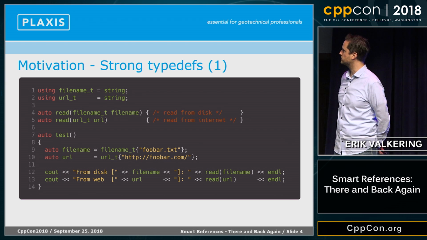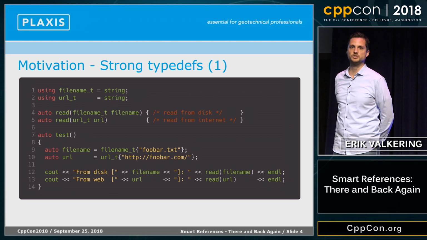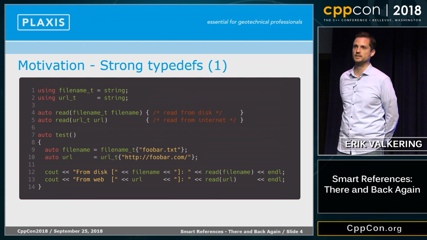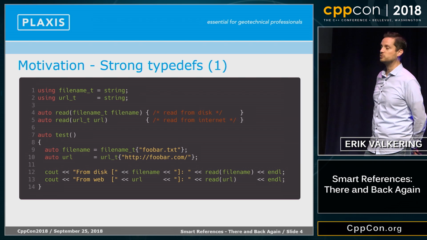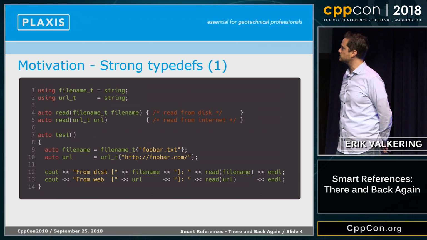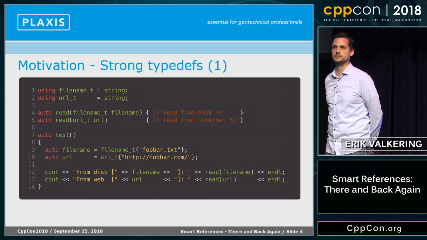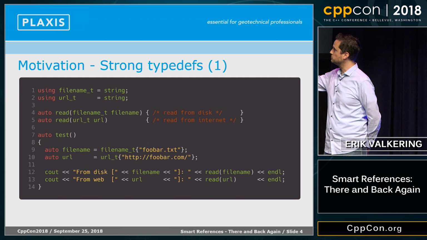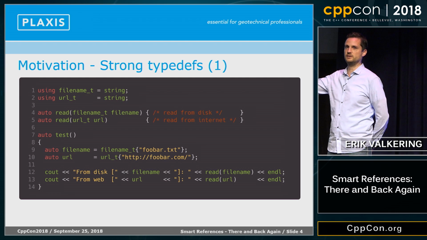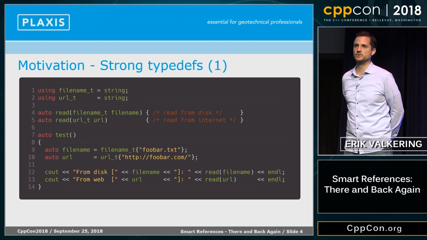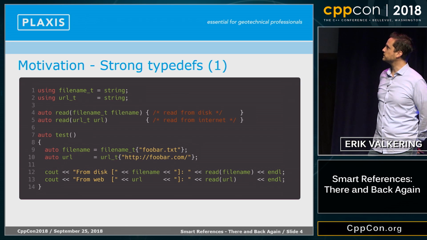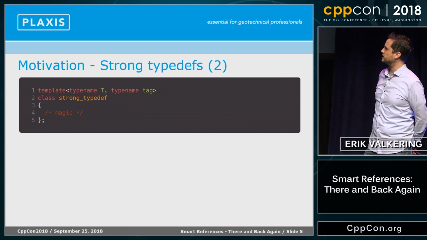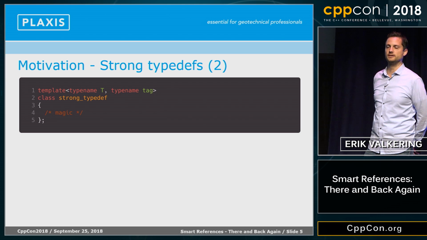Because it's just a string, we can use cout to print it on the screen, and we can call the read function, and it will automatically pick the correct function. But in fact, this does not work because we are using aliases. Those types are in fact the same. They're both strings. So those two functions are not really overloads, and this won't compile.